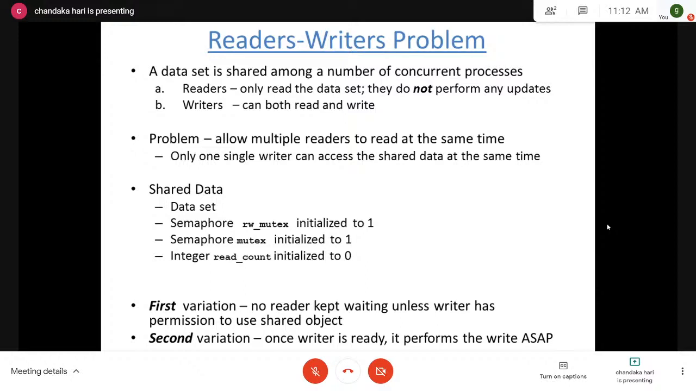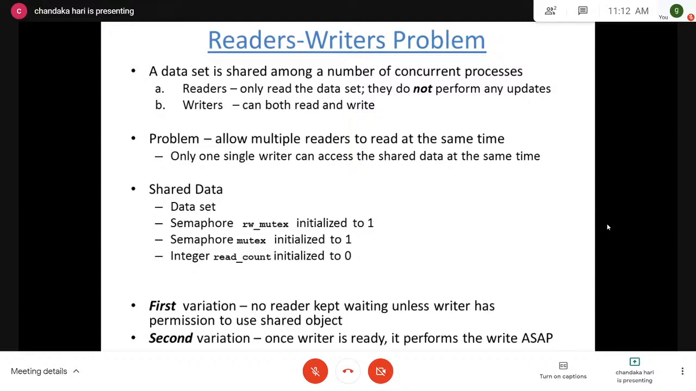Now the problem is to allow multiple readers to read at the same time, but only a single writer can access the shared data at the same time. If the data item is read by any number of people at the same time, that is fine, because no one is making an update on the data item. That's why the data is always in a consistent state. There is no problem at all. If any single person is making a write, and at the same time another person is allowed to make a read or write, in case you do like that, the data is going to be in an inconsistent state.